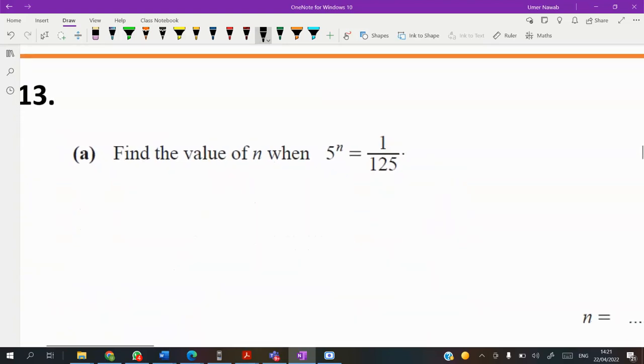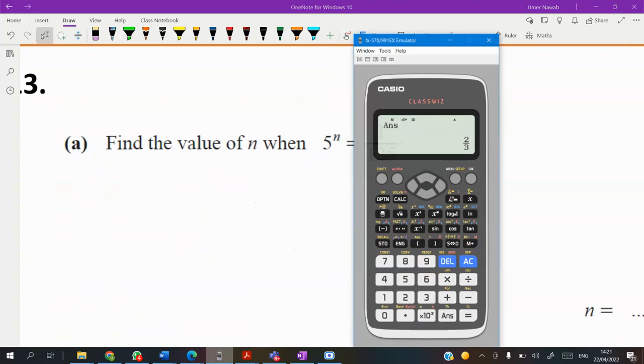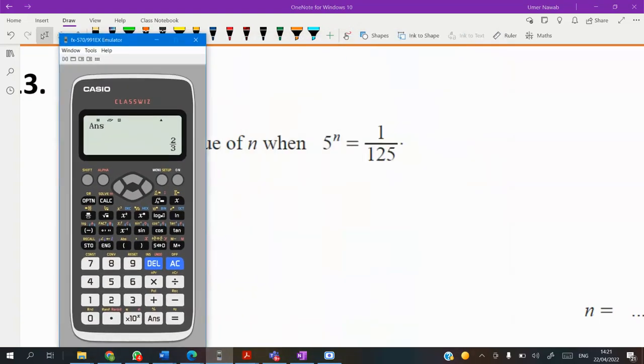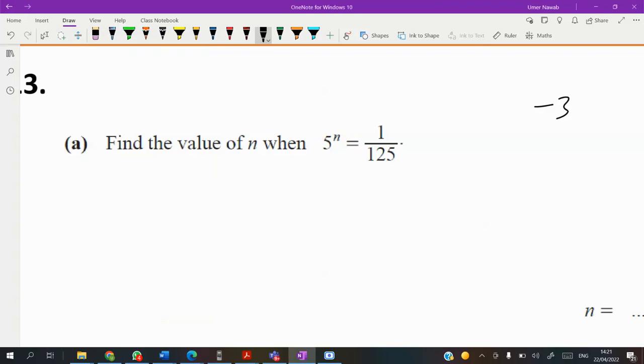Next, we have again an exponential equation. Let's try both ways from the calculator. First is a log way. Log, I put it under the power. What do we have? 5, and on the other side we have a fraction, 1 over 125. What is the answer? -3. So our answer is basically -3.